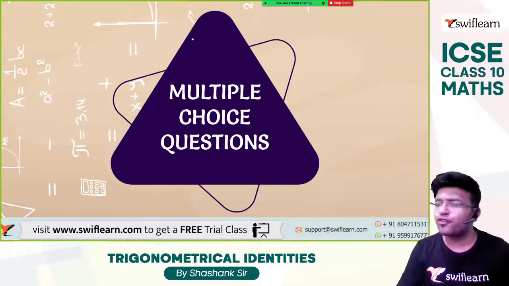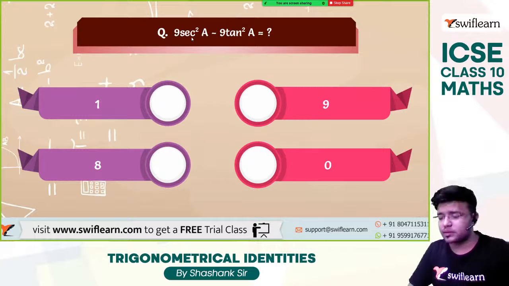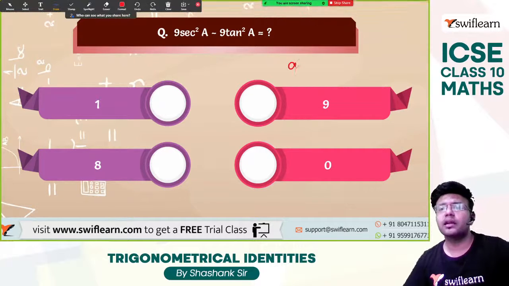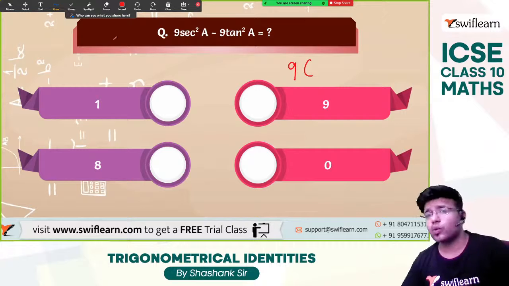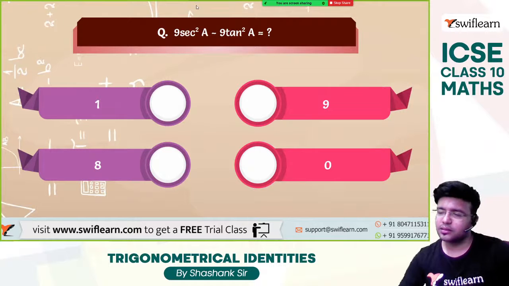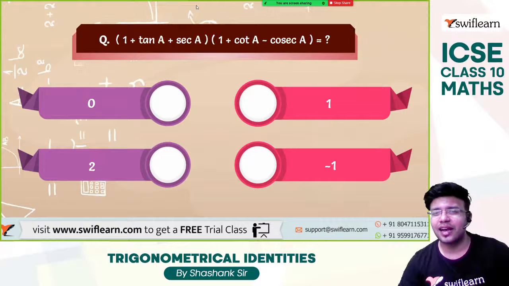So let's answer a few multiple choice questions. 9 times sec square A minus 9 times tan square A is equal to what? First of all, I'm going to take 9 common. We have sec square A minus tan square A. We know that sec square A minus tan square A is 1. So 9 into 1 is 9. So the answer is 9. Yes, the answer is 9.